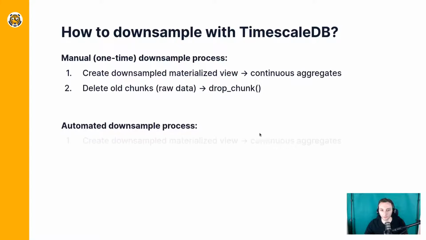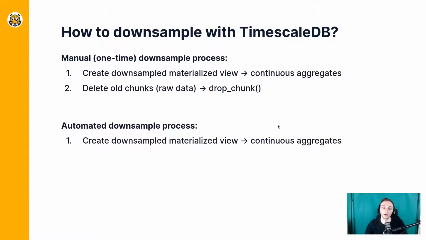The automated downsampling process is very similar. You first create the continuous aggregate, which actually does the job of downsampling using aggregation functions like min, max, average, and the time bucket function. And then the second step is to set up a continuous aggregate policy. This will do the actual automation part. That's why this is the name of this functionality: it will continuously aggregate your data.